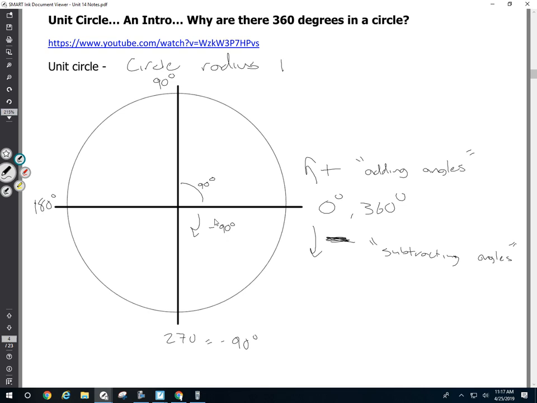Now, why are we going counterclockwise? Again, because this first quadrant is a beautiful quadrant. X's are positive, Y's are positive. But why are we using 360 degrees? Why are there 360 degrees in a circle? That's just how it is. That's a good answer. And that's actually the correct answer. There are 360 degrees in a circle because that's just how it is. It's actually a very arbitrary number. Why aren't there 100 degrees in a circle? Because that's not how it is.